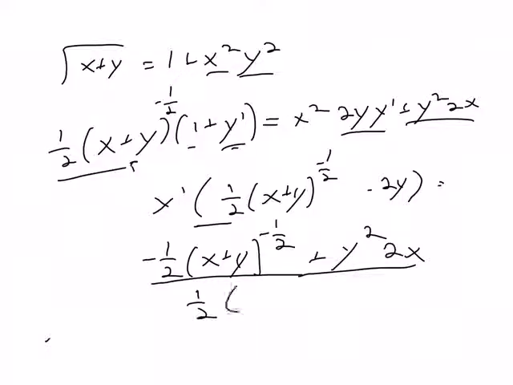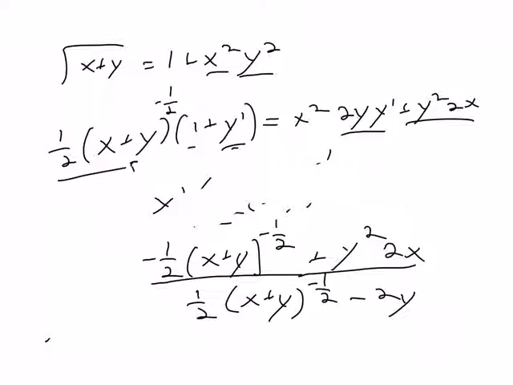Half x plus 1 to the negative a half minus 2y. And I just erase all of this. And I'd say y prime is equal.